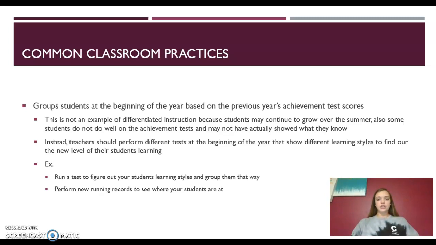I know that some teachers, or most teachers, do running records at the end of the year, but then when you come back to school, they will run them again at the beginning of the year, and you can find out where your students are at. So some examples would be to run tests to figure out where your students' learning styles are so that they can learn best with their style of learning, and you can group them that way instead of by their achievement test scores. And then also to perform new running records to see where your students are at the beginning of the year, and you should run those throughout your year so that you can tell if your students are always improving, or if they're falling behind, so that you can give them the extra help they need.